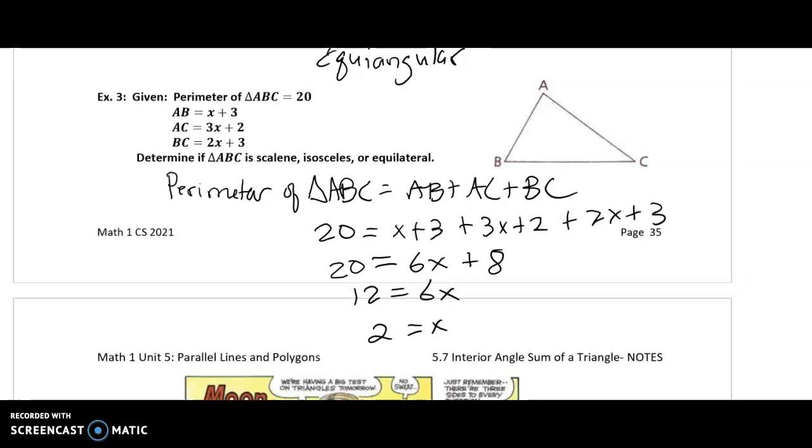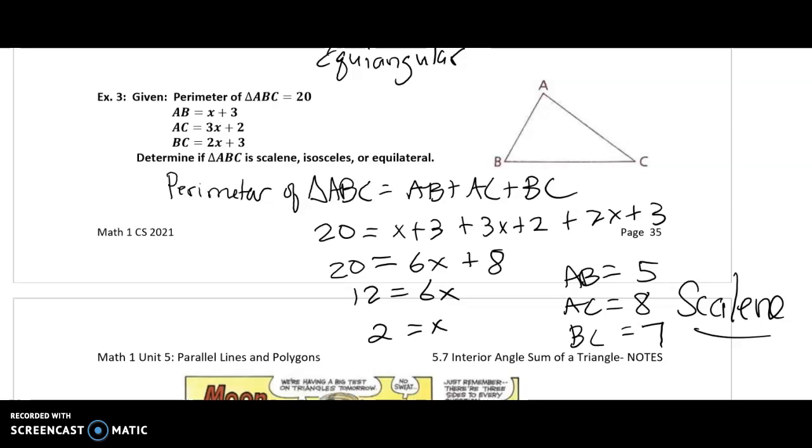All right, so we've solved for x, and x is equal to 2. But we need to ultimately answer the question whether triangle ABC is scalene, isosceles, or equilateral. So we have to take that value of 2, plug it in for x for each of the sides. And when we do that, we find out that side AB has a measurement of 5, AC is 8, and BC is 7. And because all 3 sides are not congruent, that means that this triangle is scalene. All 3 sides are not congruent, making it a scalene triangle.